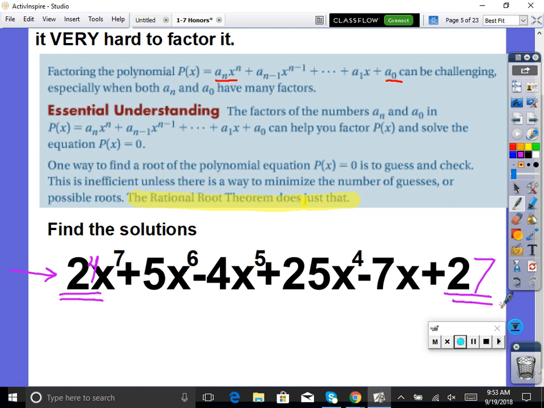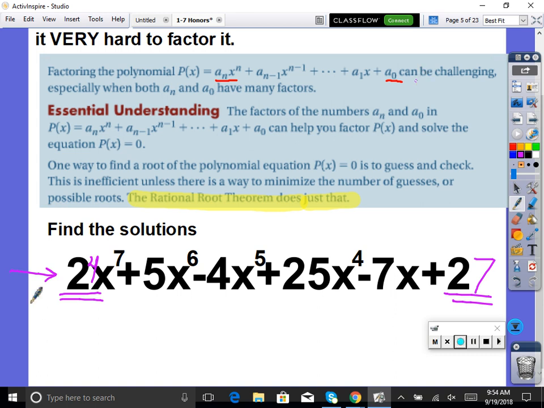So now it says right here, factoring a polynomial, when we have this huge polynomial, a sub n, x to the n, plus all this stuff, plus a sub naught. It can be challenging to factor that, especially when the leading term and the ending term have many factors. The factors of a sub n and a sub 0 in p of x can help you factor a polynomial and solve the equation when we set it equal to 0. So one way to find the solutions of a polynomial when we set it equal to 0 is to guess and check.